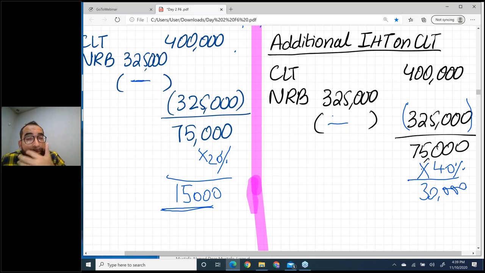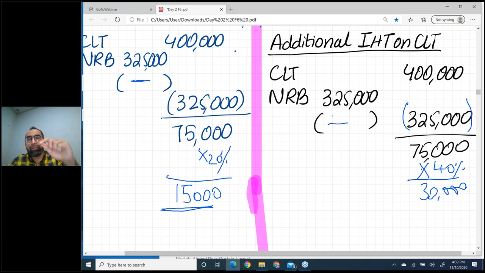Now one more thing. I hope you remember the taper relief. I just taught you the taper relief. For taper relief, listen to my dialogue: always count the gap between date of gift and date of death. Now, listen. Date of gift was 1st July 15, and date of death was February 2020.